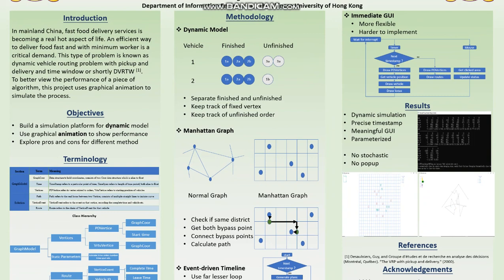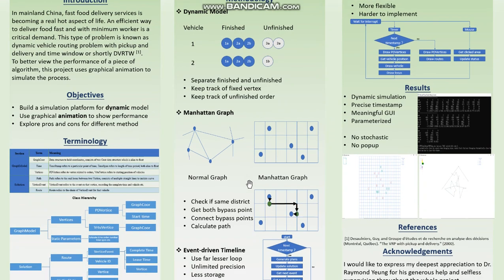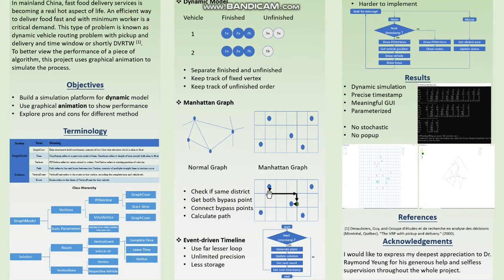The second feature is I use Manhattan graph instead of normal graph like this. This is closer to reality, and you can implement more stochastic factors like traffic jams if needed. So that's why I use Manhattan graph.